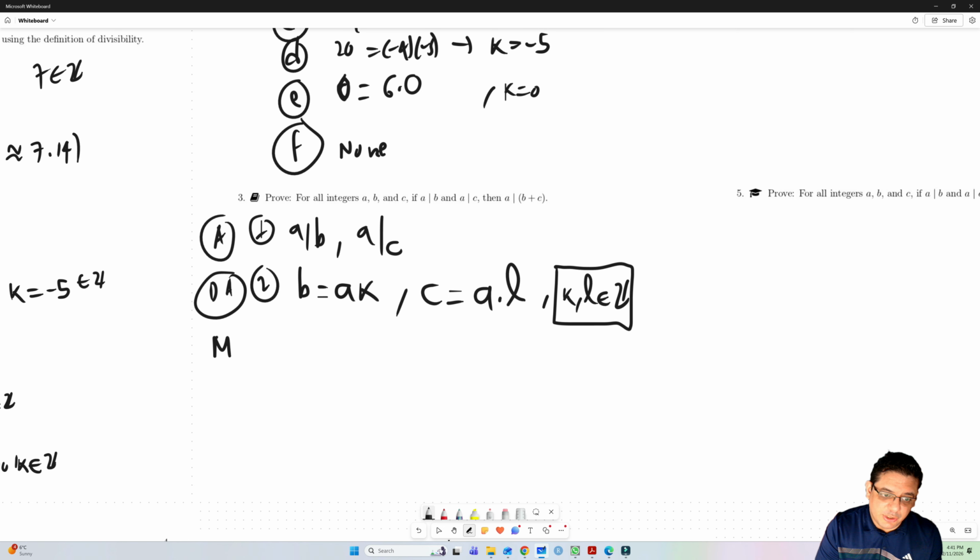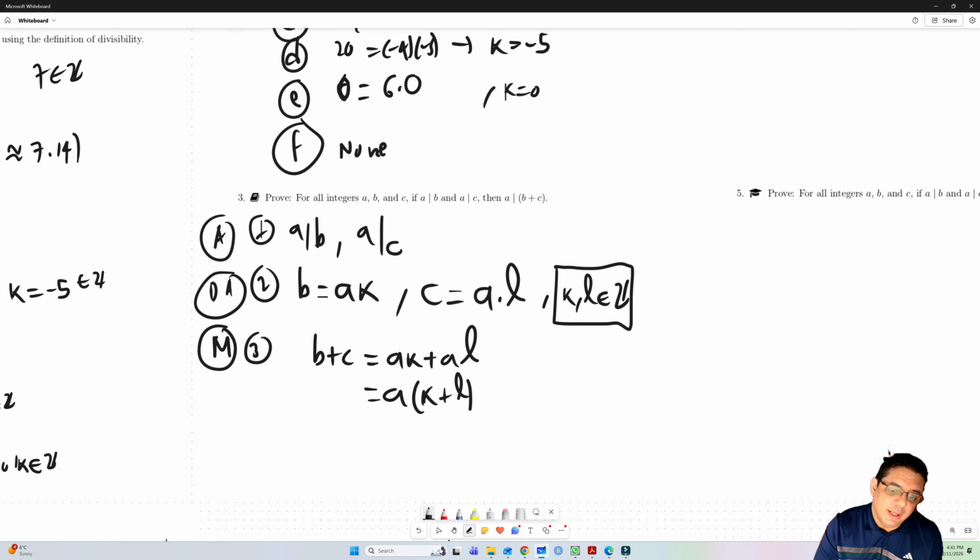Now, let's do the manipulation. According to this, I can add these two things because I want to figure out what happens with B plus C. So B plus C here is going to be AK plus AL. But notice that I can simply factor A out of this, and I'm going to get B plus C equals A times (K plus L). And now notice that because K and L belong to the integers, K plus L is going to be an integer as well.